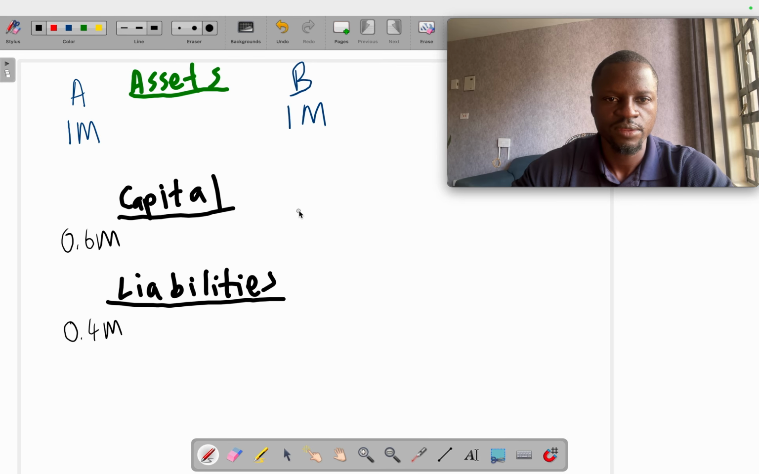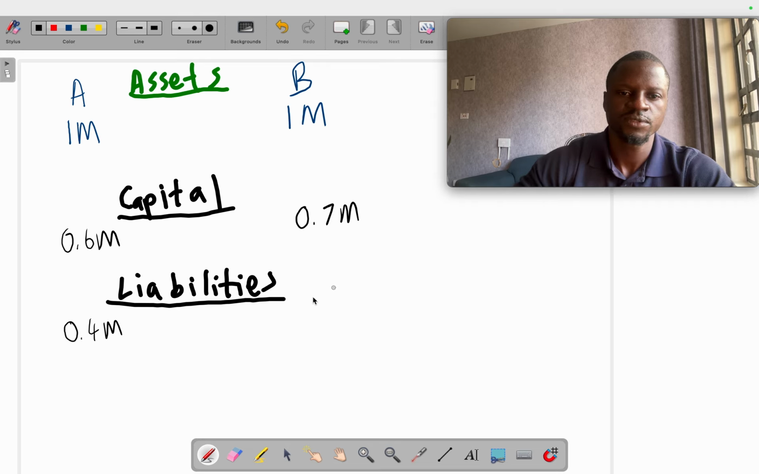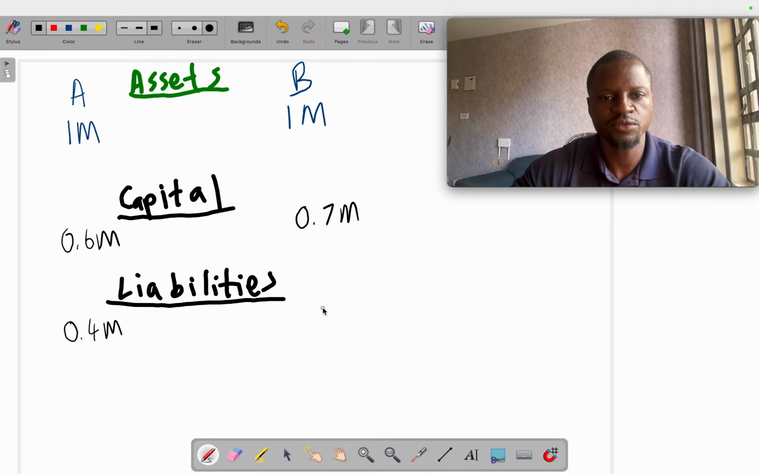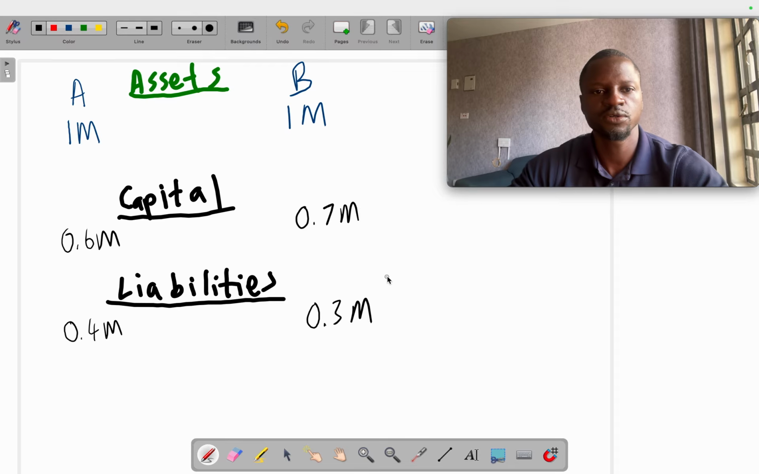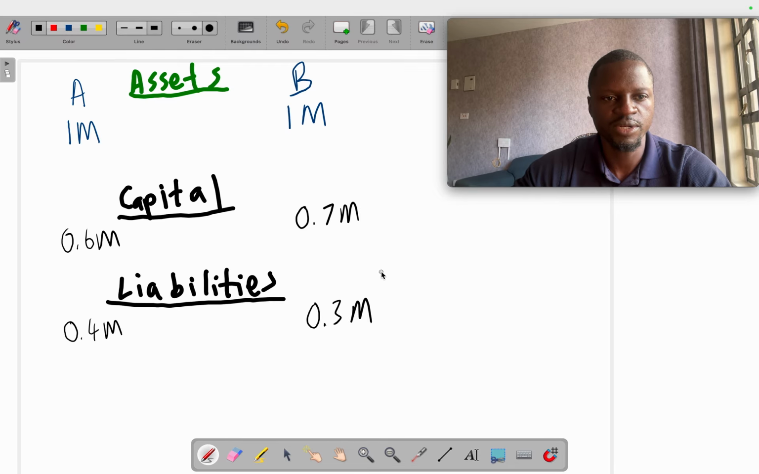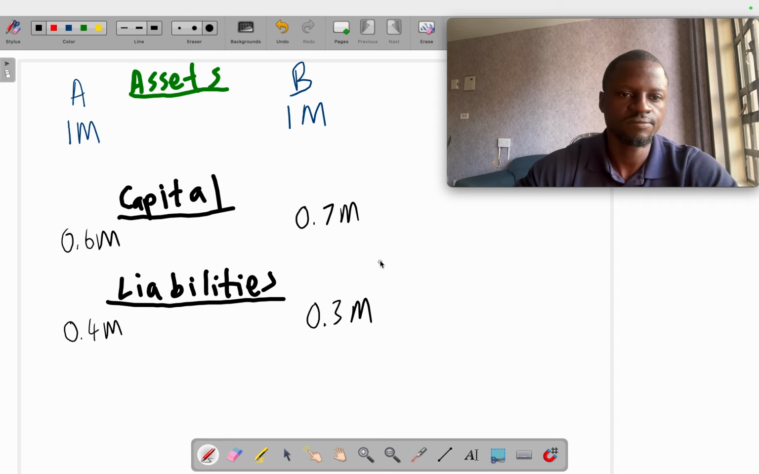At the same time, business B, the owners contribute 0.7 million towards the business, and decide that they additionally require 0.3 million in loan to start the business. So this shows the balance. Capital and liabilities contributed to the assets. That's the balance basically maintained in a balance sheet. So this is month 0.